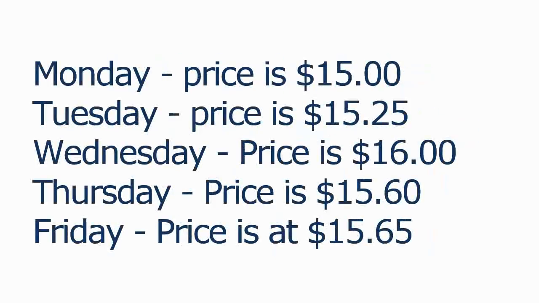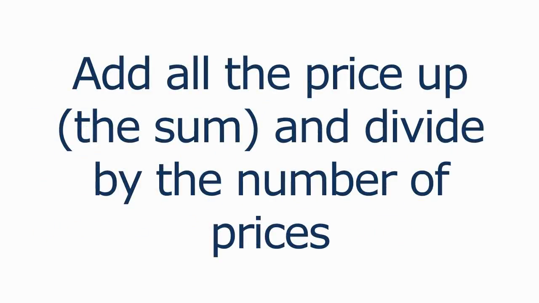So Monday, the price is 15. Tuesday, the price is 15.25. Wednesday is 16. Thursday is 15.60. And Friday is 15.65. So we use the formula, and that's just adding up all the prices and dividing that answer by the number of prices, which is 5.